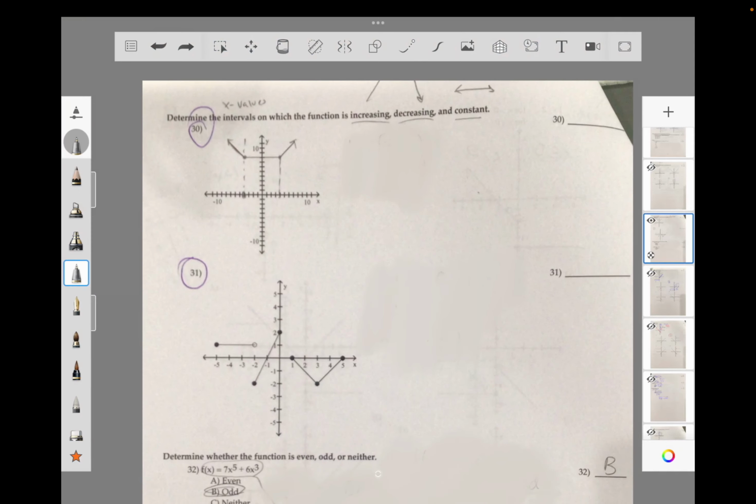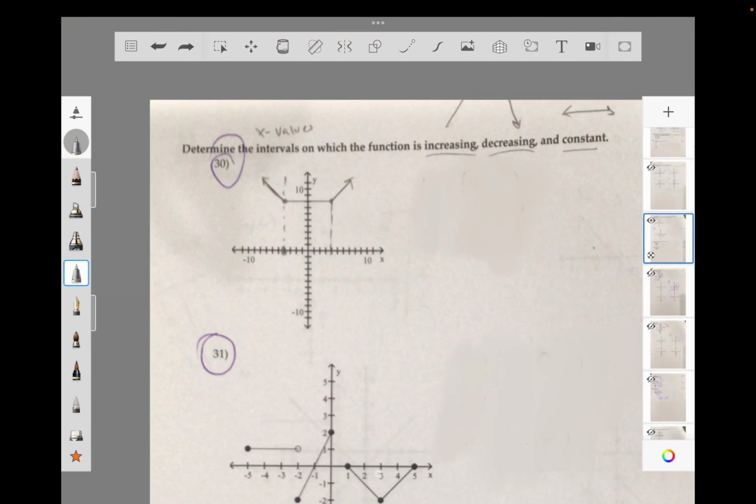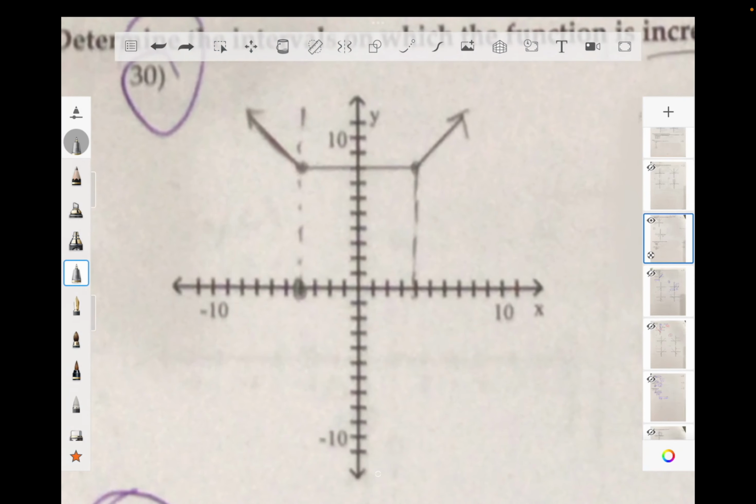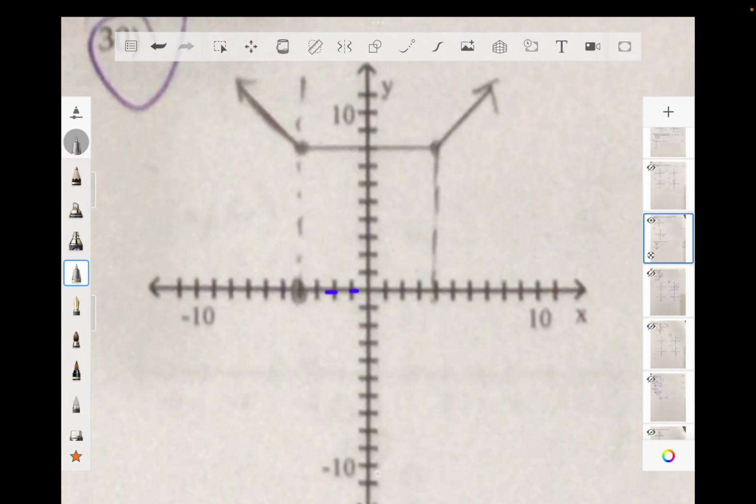Wait, what? Oh, there's no multiple choice. I just got to say it. Okay, so from... What point is that? 1, 2, 3, 4, 5, 6, 7, 8, 9, 10. Okay, they're in by tens.